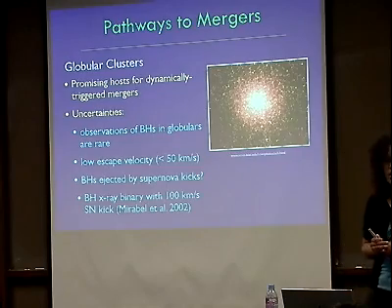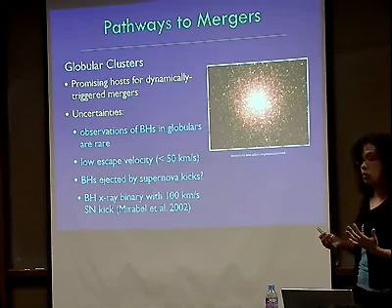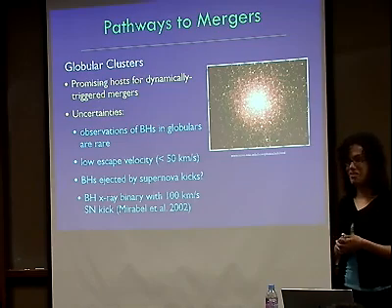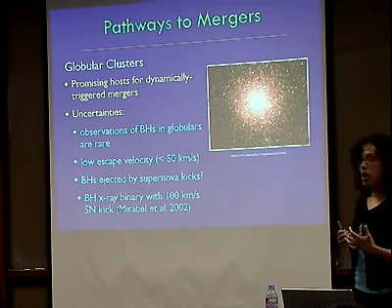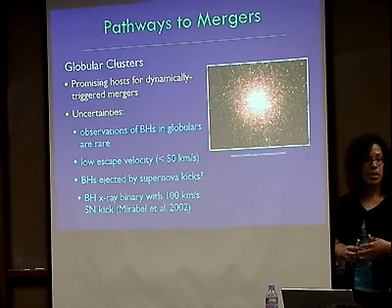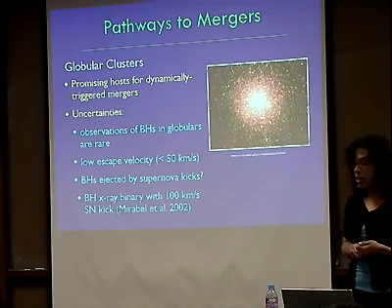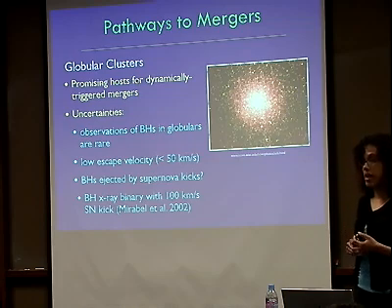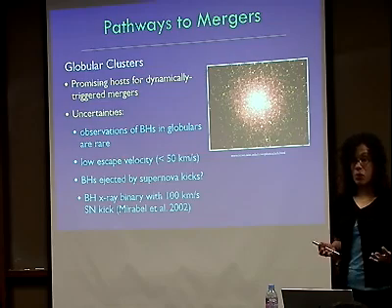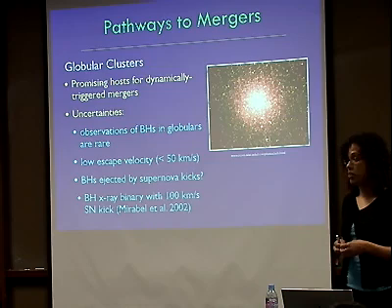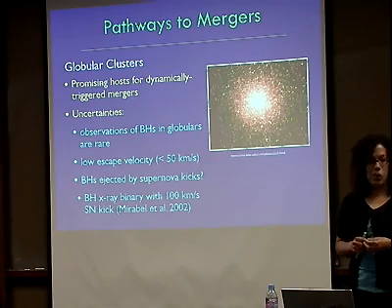Globular clusters, being dense collections of stars and also old populations, should have lots of evolved stars, or rather stars that have evolved off the main sequence, and are promising hosts for dynamically triggered mergers. Massive objects are going to sink to the center and have repeated dynamical encounters. But there are some uncertainties as to rates of black hole mergers in globulars. One of the main reasons for that is that we don't know if globulars can hold on to their black hole populations. We can say that observations of black holes in globulars are rare.